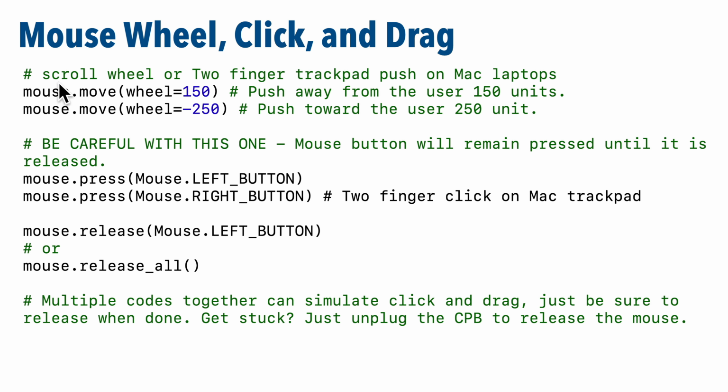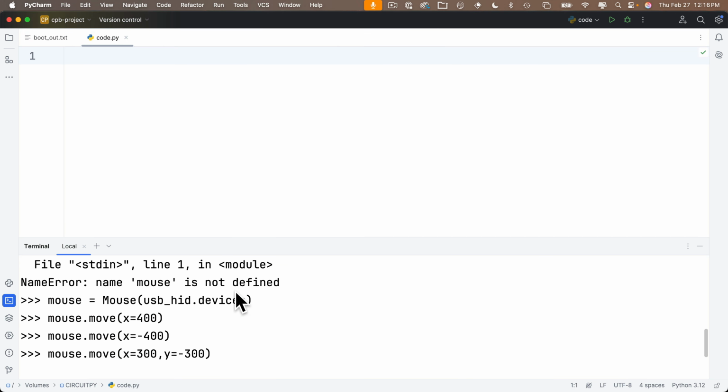Now we can mimic the scrolling of a mouse wheel, or if you're using a trackpad like the one on the MacBook, that would be a 2-finger push. And now in this example down here, mouse.move passing in wheel equals 150 will mimic a mouse wheel push away from the user 150 units, and mouse.move passing in wheel equals minus 250 will mimic a mouse wheel or 2-finger pull toward the user 250 units. So let's try this back in the Move REPL.